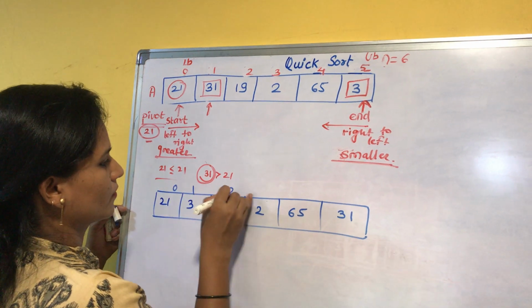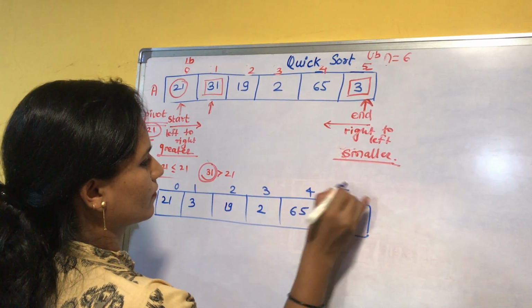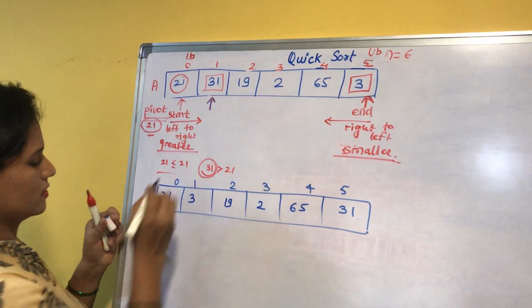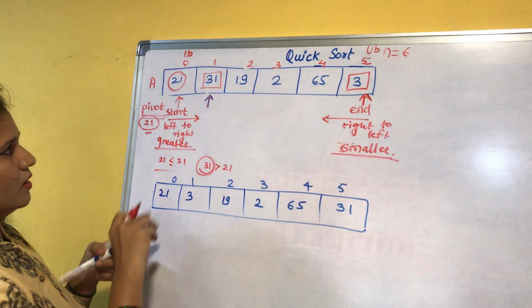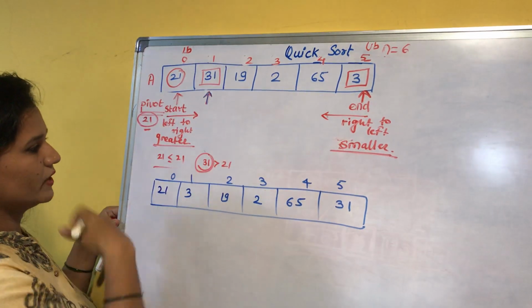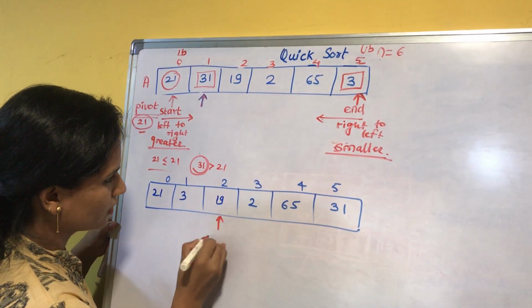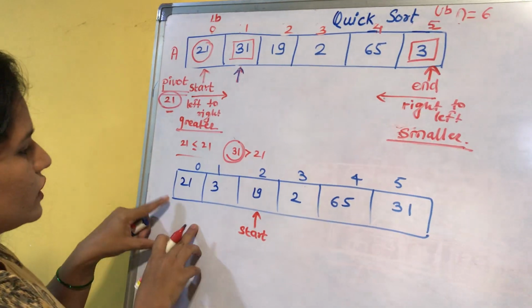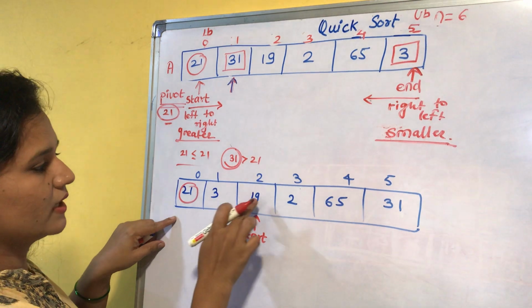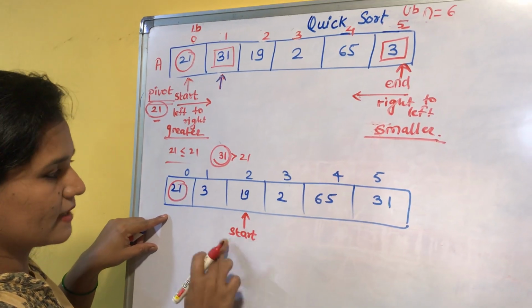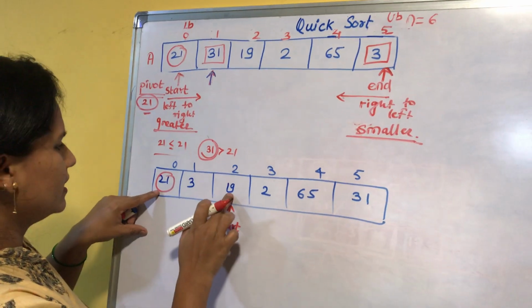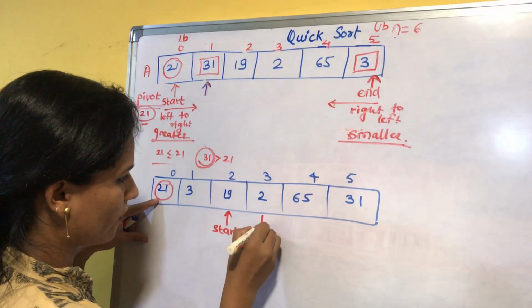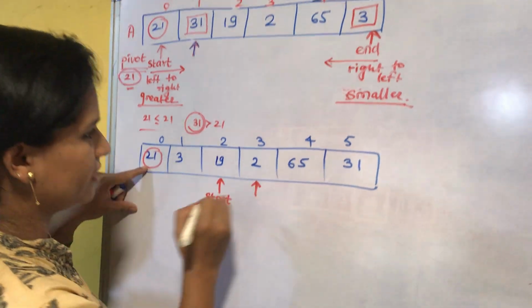Now see, where your start was, here your start was. Okay, now here your start was here 1, it will get incremented and will point to 2. Now again we will check our pivot element with the element which is present at start. We'll check 19 is less than 21. Okay, so we have to increment the start. So our start will be here.